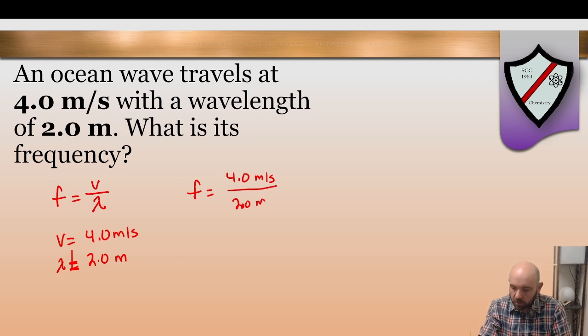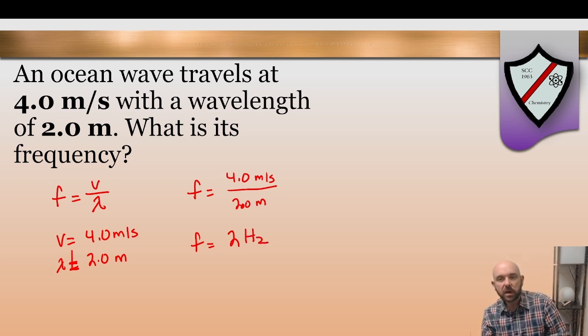And I don't even think we need a calculator for this one. The frequency is going to be 2. And the unit for frequency is the hertz, meaning this wave has a frequency of 2 per second. We have 2 waves cross whatever point we choose every second when this wave rolls by.